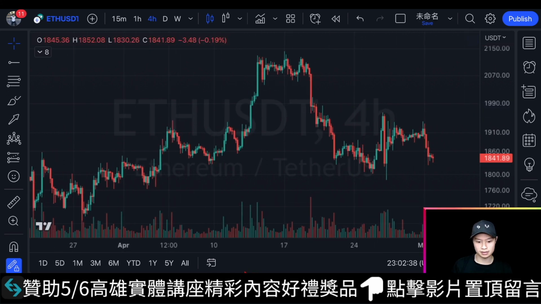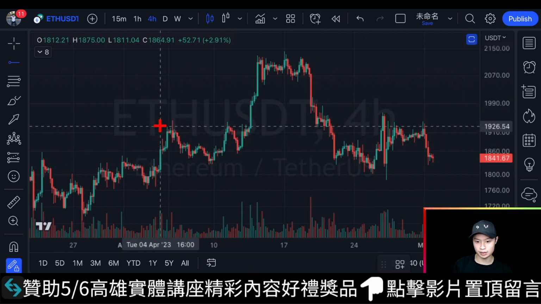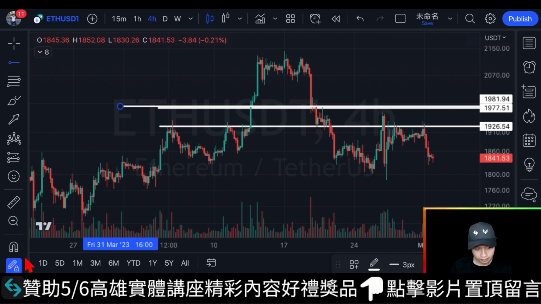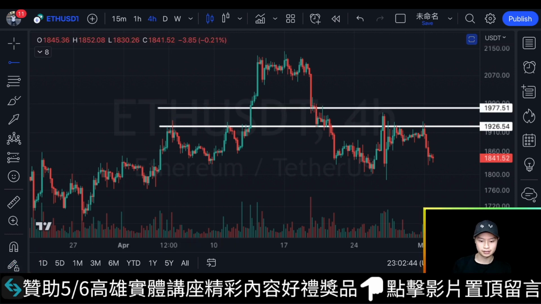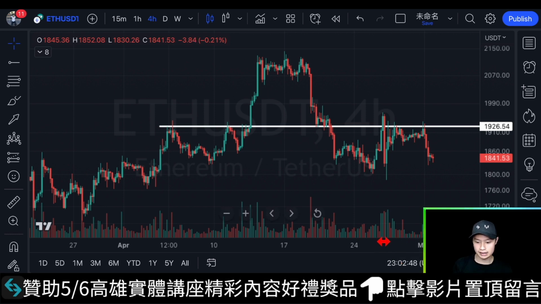We'll see if it can stay above the support. And, most importantly, above the trend line. If the price cannot stay above the trend line, this upward trend may come to an end. It'll be the end of this trend.